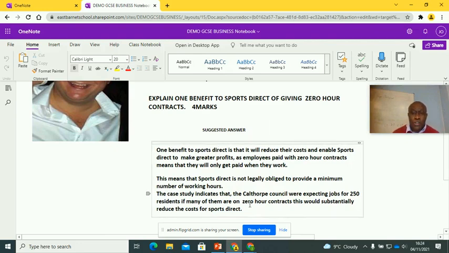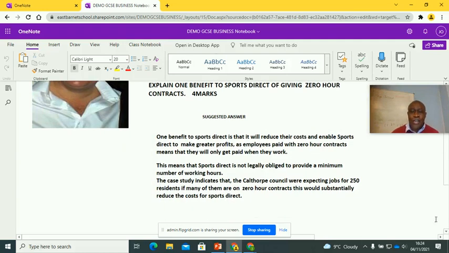Then you need to get your AO2 marks, so you need to refer to the case study. The case study indicates that the Calthorpe Council were expecting jobs for 250 residents. If many of them are on 0-hour contracts, this would substantially reduce the costs for Sports Direct. So can you see how I've linked the case study into my answer? I've displayed knowledge and I've applied it. So hopefully, guys, this is exactly how you can score top marks in section B and section C in a 4-mark question. Hopefully you've understood that, and you're going to go there and smash these 4-mark questions.